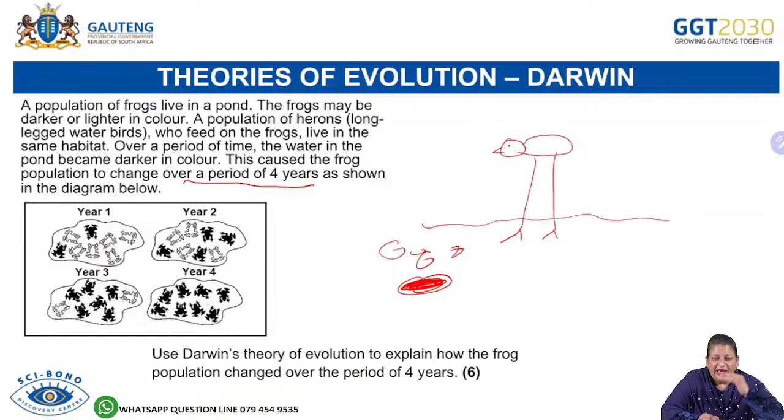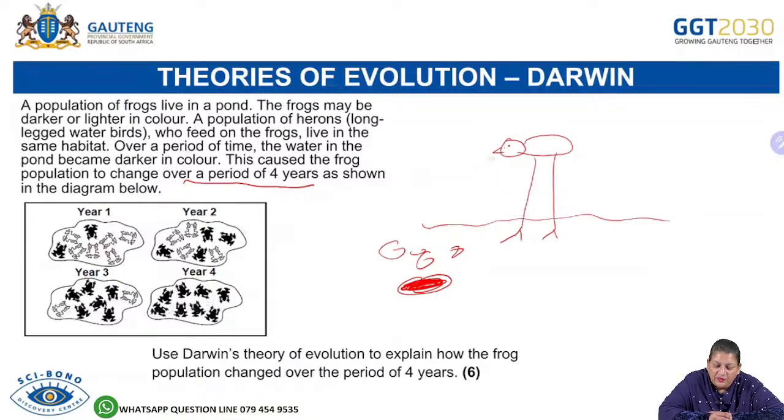So slowly, as the water became darker, the dark frogs survived. Why? Because they could not be easily spotted. They were able to camouflage against the dark water. But the light colored frogs were easily spotted by these herons and eaten away.